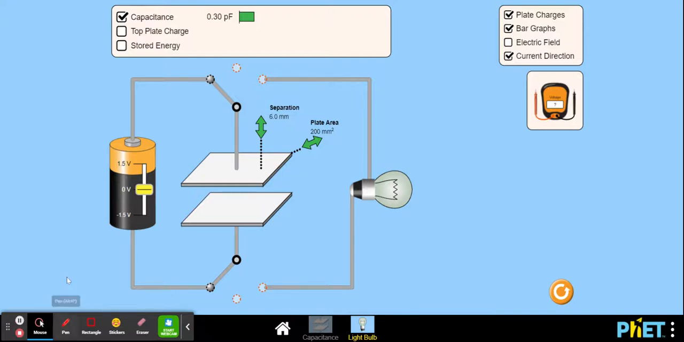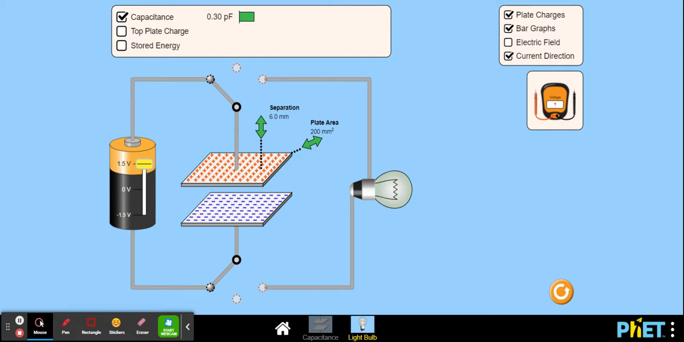Okay, so currently the battery is off. So when I turn it on, we have the electrons being repelled from the negative side of the battery up here and then gradually building up on here. And the equal and opposite charge will build up on the other plate.